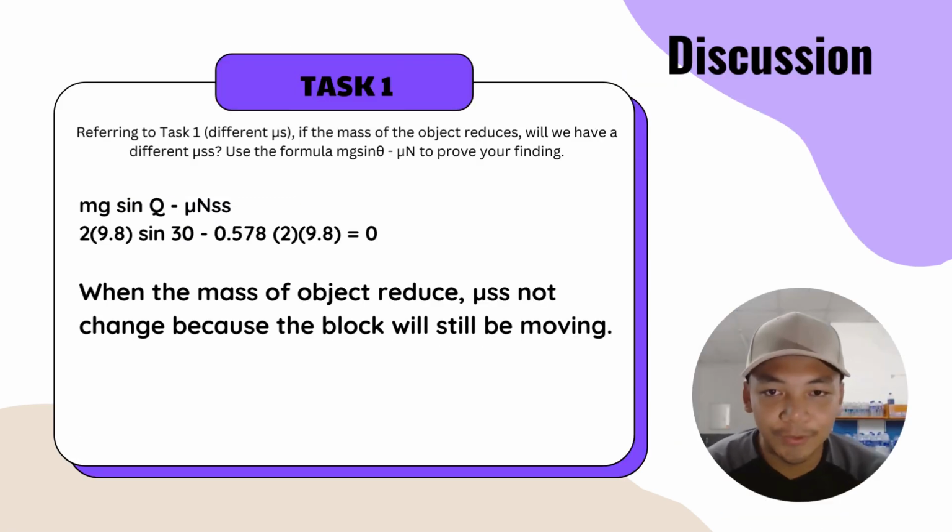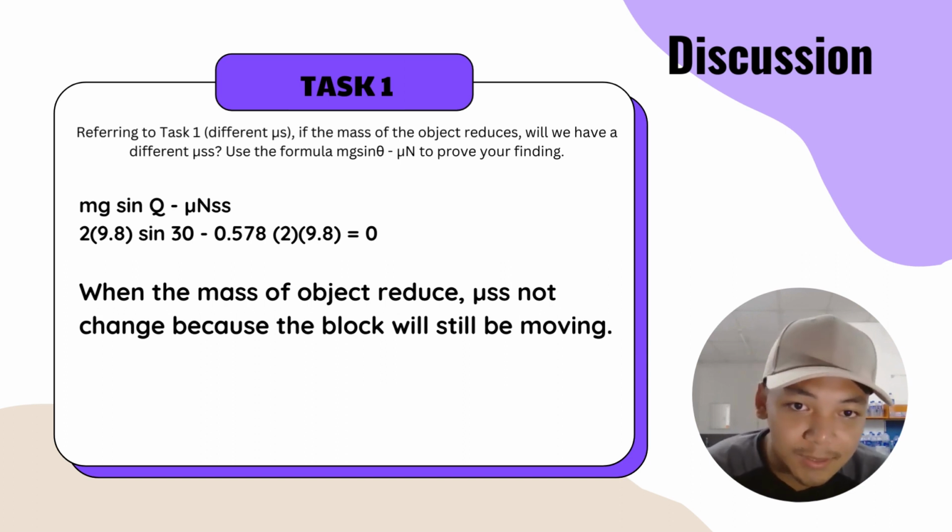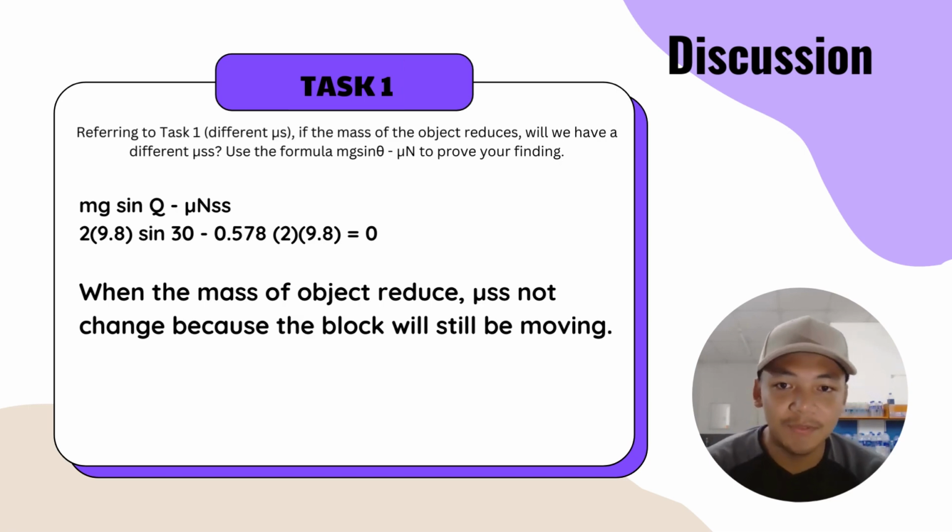For discussion in task 1, the question is, if the mass of the object reduces, will we have a different coefficient? The formula we are given is mg sin theta minus mu N, which proves our finding, and we get a solution of 0. So when the mass of the object reduces, the coefficient of friction does not change, because the block will still be moving.